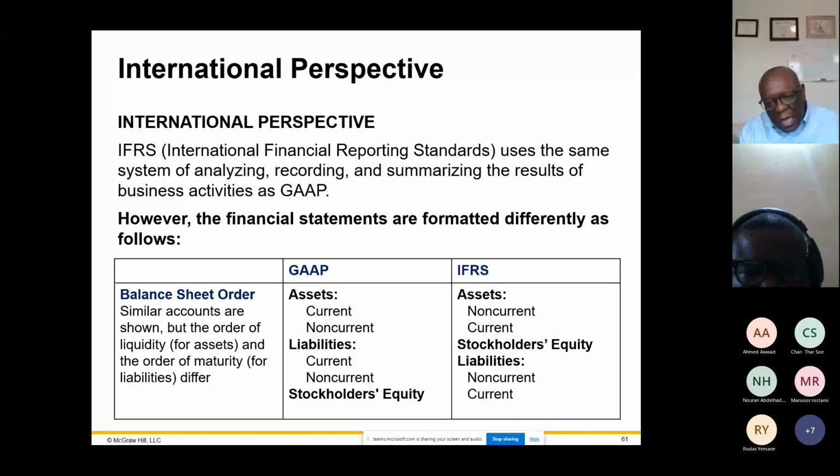But in IFRS, they start with non-cash. But everything leads to the same conclusion eventually. And here, we put stockholders' equity last in GAAP, but they themselves put it first. Like I said, they are still working on it, because they have already done a lot of analysis integrating IFRS and GAAP together. They are still working to perfect it so that at the end, everything will appear the same. There will be no difference between International Financial Reporting Standards and GAAP.